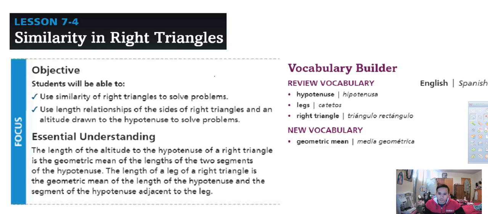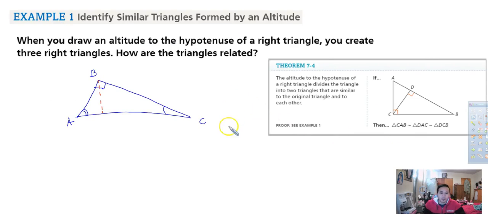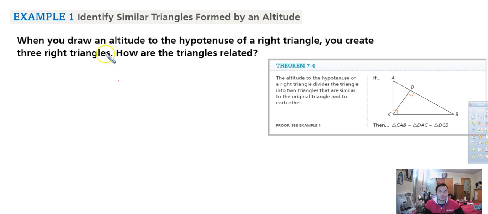Let's jump into our first example. When you draw an altitude to the hypotenuse of a right triangle, you create three right triangles. How are the triangles related? We will be using theorem 7-4, which states that the altitude to the hypotenuse of a right triangle divides the triangle into two triangles that are similar. So these two triangles are similar to the original triangle and to each other.